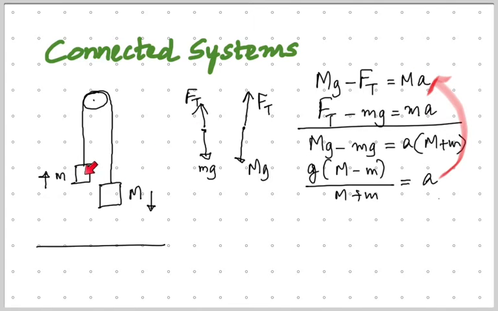And for the second one, ft will be the same because it's the same string. And ft will be acting up, isn't it? Yes. But the weight always acts down. So what's the net force on this? ft minus mg is equal to little m times a.